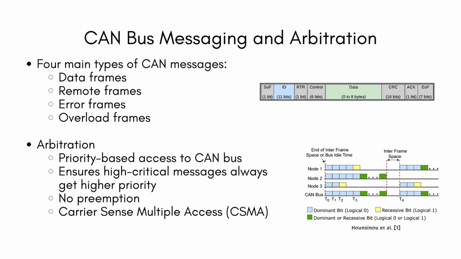Beyond this point, only node 2 will complete its transmission. So overall, the ID field with the longer streak of leading zeros has the highest priority and will ultimately win arbitration. This ensures highly critical messages always get higher priority. Now let's look at what happens when a transmission error is detected on the bus.